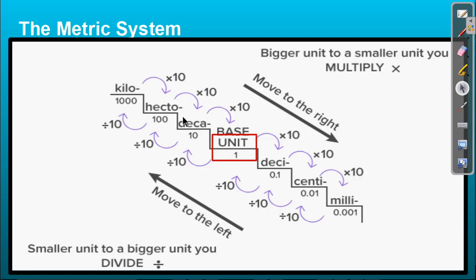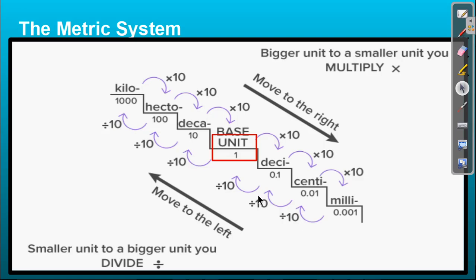So in this ladder, anything that's at the top is bigger than the things that are at the bottom. So kilo is bigger than hecto, hecto bigger than deca. Milli will be the smallest in this group of units. There's a lot more going down and more going up. But these are the ones that we're going to use the most.